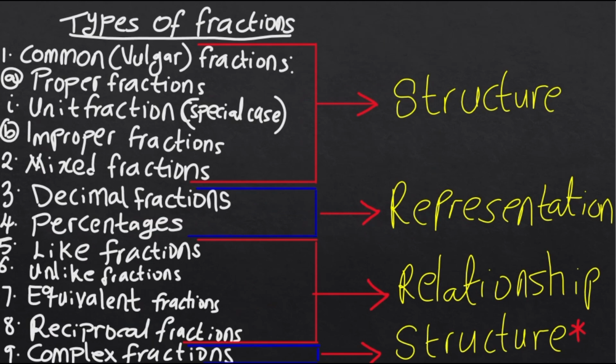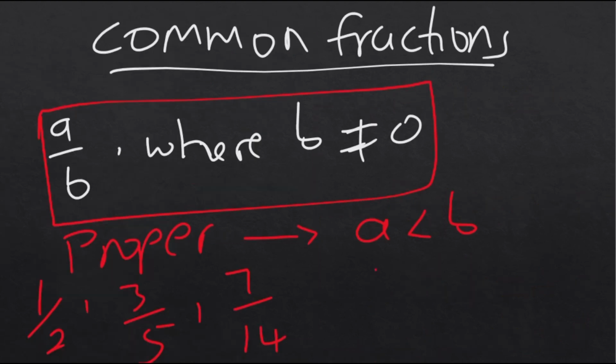It's a common fraction that has the denominator greater than the numerator. And if you look at my list here, I have a special case of a proper fraction. That special case is a unit fraction. A unit fraction is a proper fraction where the numerator is 1. So it's just a special case of a proper fraction where a is equal to 1, then that is a unit fraction.